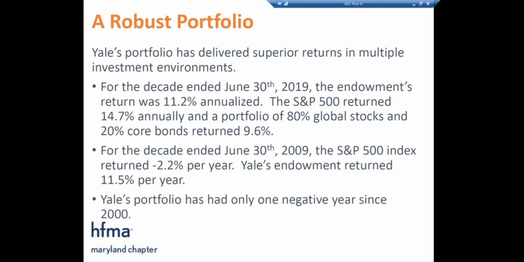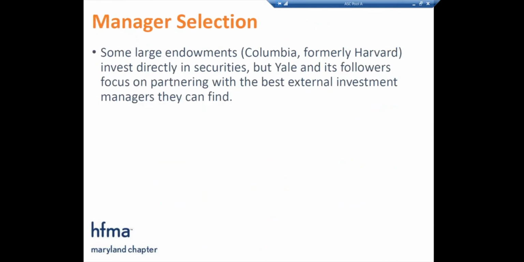And the other thing is that only one of those years, which was the fiscal year 2009, was a negative year. For institutions that pay out every year, that's an important factor. There was volatility in the Yale portfolio. They don't do 11% every year, but due largely to that large allocation to absolute return, they've only lost money, at least in the last 20 years, in one period.